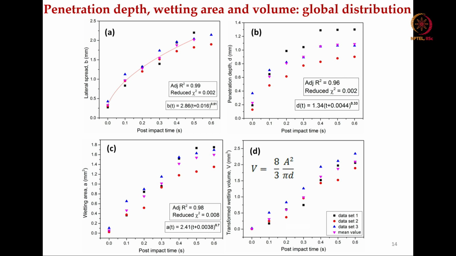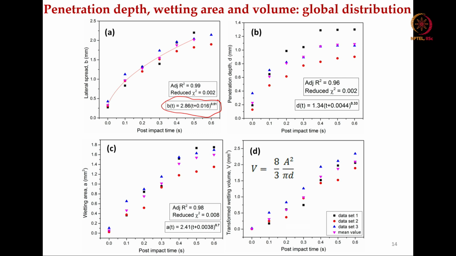These are more analyses of the penetration depth, wetting area and volume, and how they are distributed globally with respect to the post impact time. So lateral spread almost follows a linear-like trend, but B(t) is 2.86 times (t plus 0.016) to the power 0.51, right. If the power is 1, then it is almost linear, but it is not essentially linear.